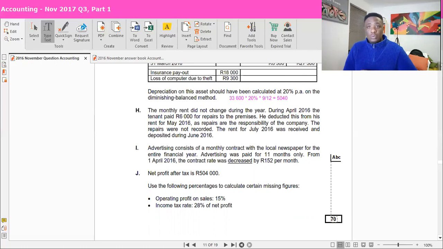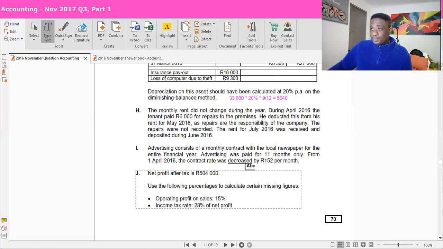So the 12th month will be the accrued expense. So it will be added in the balance, because we are obviously using the matching principle, that the 12th month should have actually been paid in the current financial year, but it is not yet paid, and therefore it will fall under an accrued expense, but it will definitely be part of our expenses in the income statement. And then they say from 1 April 2016, the contract was decreased by 152 per month. So if the contract was decreased by 152 per month, and it was reduced from 1 April, it means that it was reduced only for 2 months in the months that you have actually paid for.